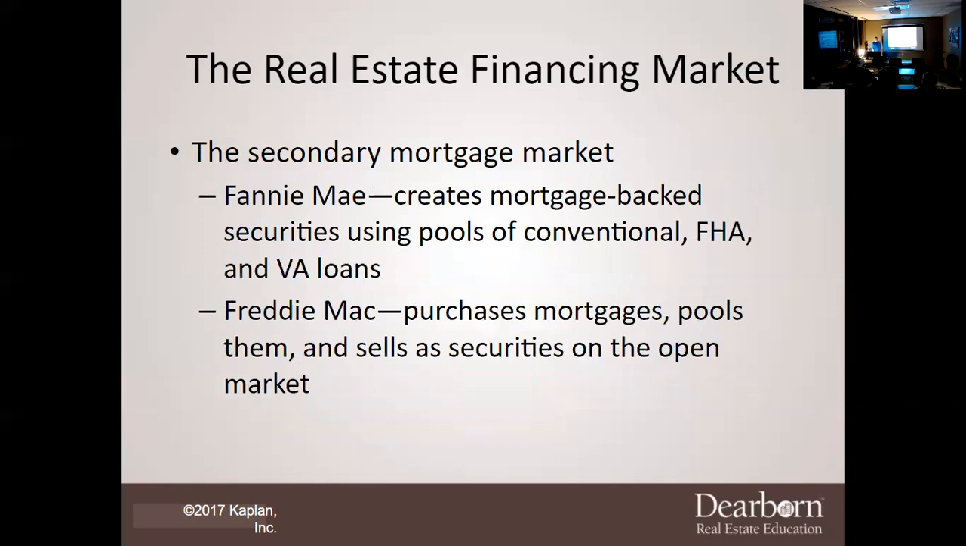Now, the two largest are your Fannie Mae and your Freddie Mac. Both of these are normally governmentally backed. Fannie Mae creates mortgage-backed securities using pools of conventional, FHA and VA loans, while Freddie Mac purchases mortgages, pools them, and then sells them as securities on the open market. These are your two big dogs in regards to the secondary market.